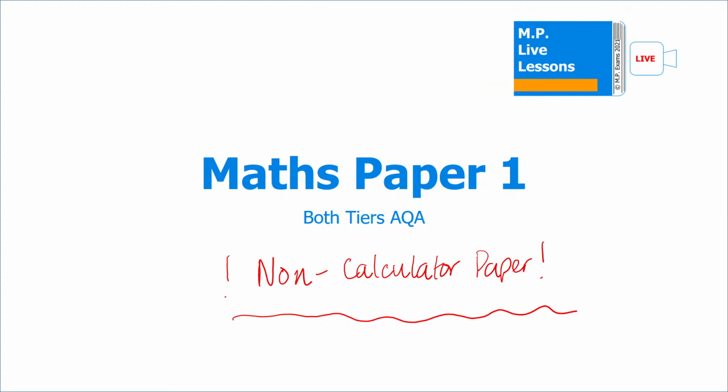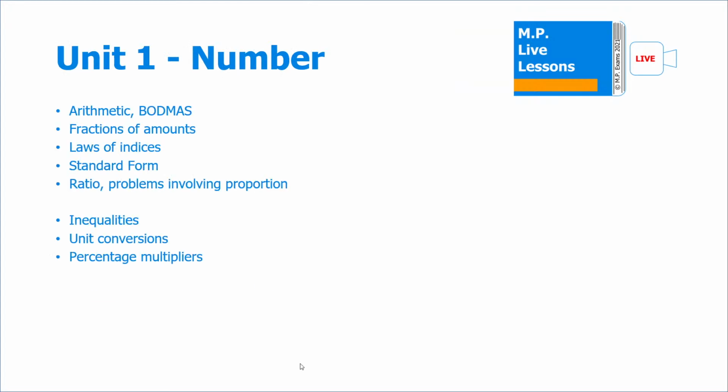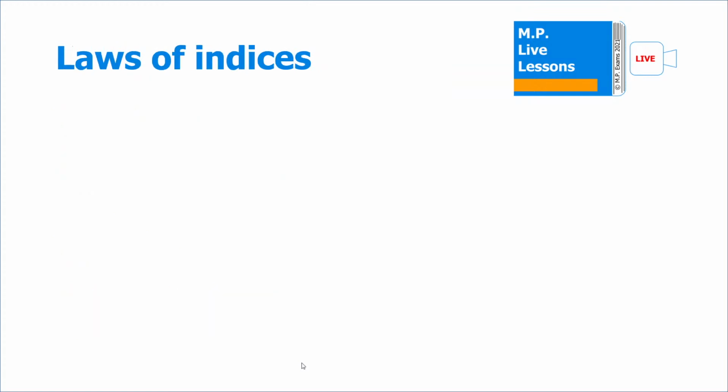First, we're going to start on stuff covered with both tiers. So we'll start with the Unit 1 number. And as an overview, here are all the topics which you could screenshot right now. And for both tiers, we'll first start with the laws of indices.